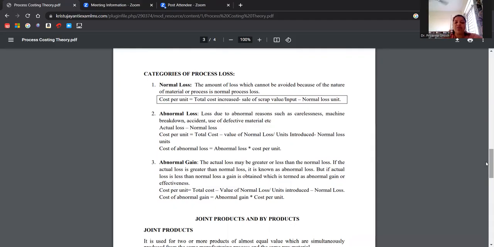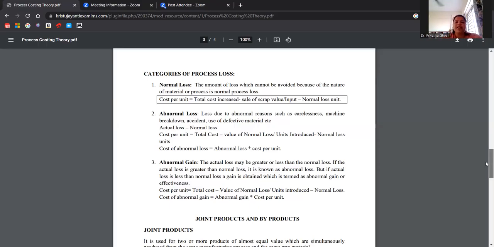How to calculate the abnormal loss? It happens due to abnormal reasons like machine breakdown, and so on. To calculate it: total cost minus value of normal loss, divided by units manufactured minus normal loss in units. That gives us the cost per unit, and we multiply that cost per unit by the abnormal loss units. We will get the amount of abnormal loss.